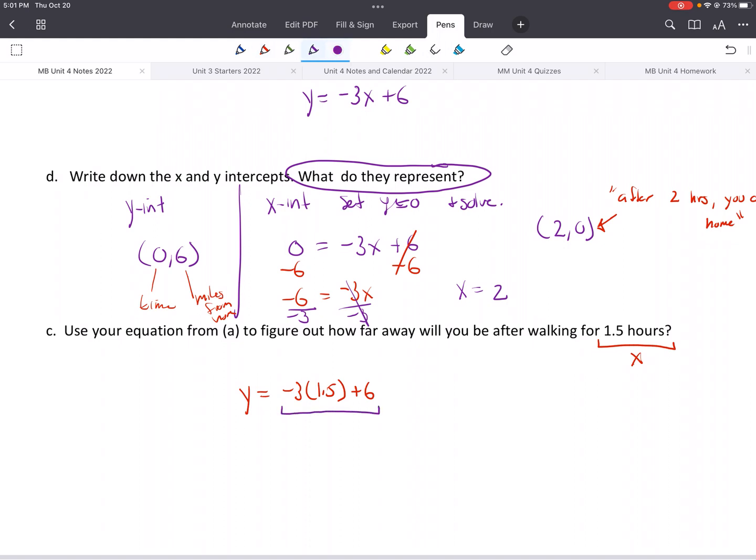So this would give us what? Negative 4.5 plus 6, which is 1.5. So does that mean that we are 1.5 miles from home?